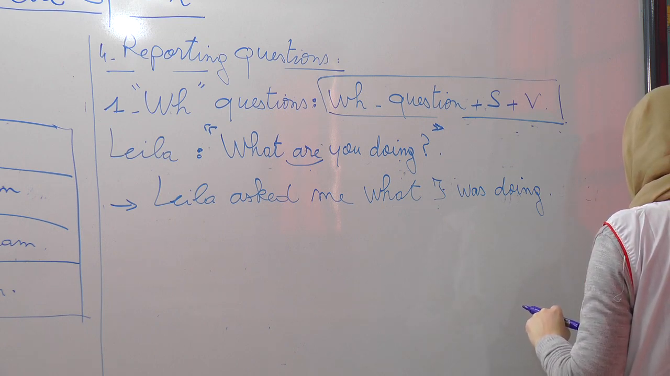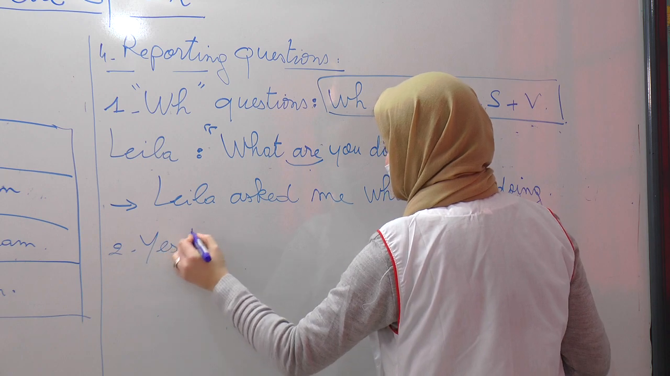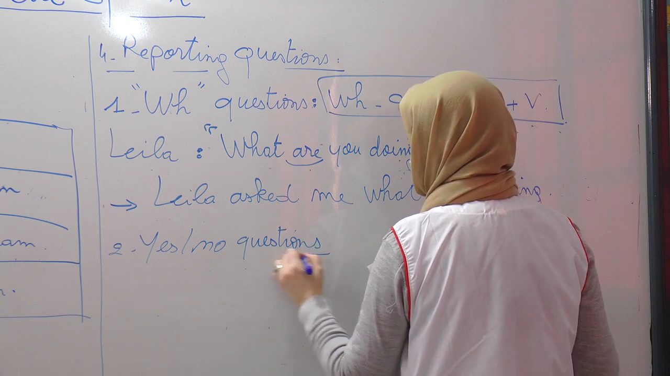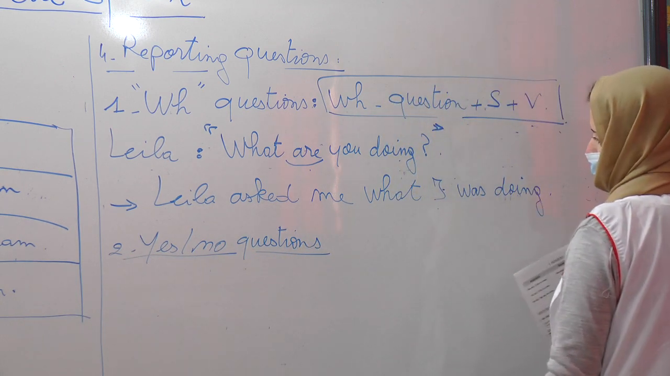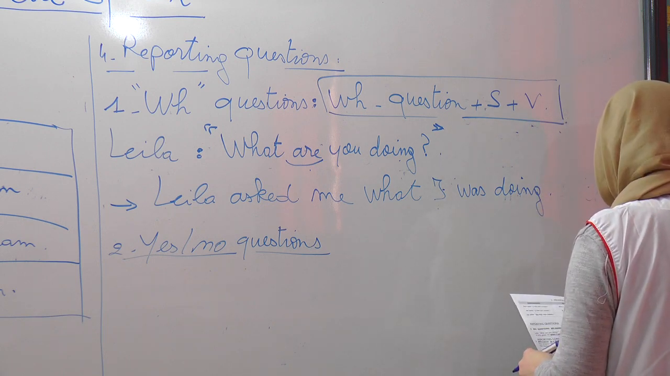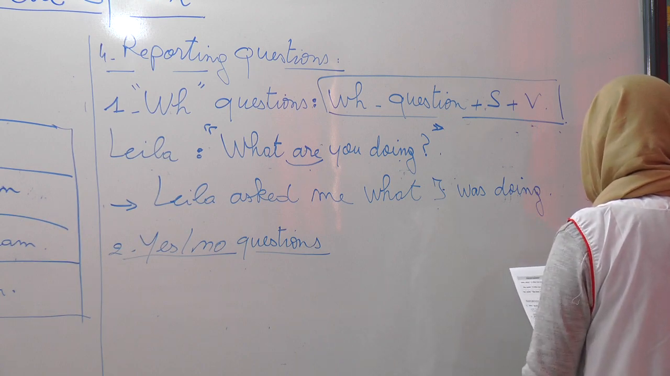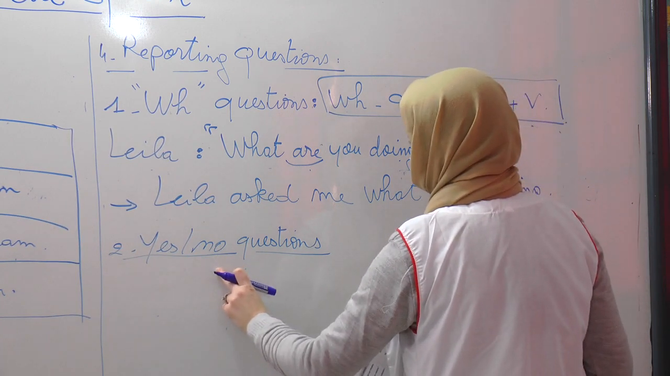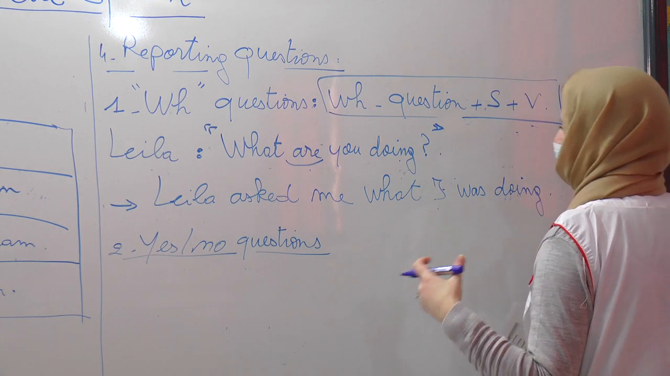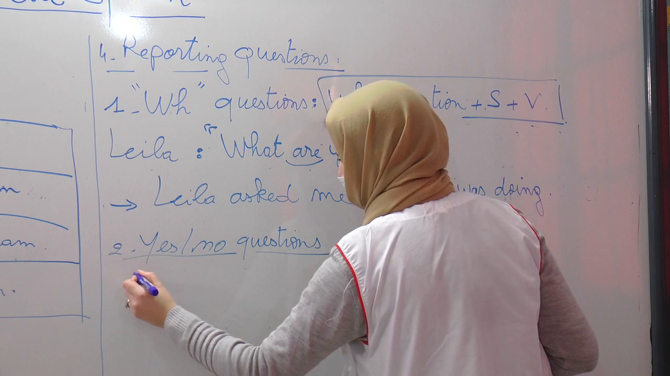Okay? Number 2. Yes, no questions. Do you remember what the yes, no questions are? When we dealt with them concerning intonation, we had the WH questions and we had the yes, no questions. If you have a good memory, yes, no questions are questions we start with an auxiliary: do, are, is, have, etc. We keep the same example of Layla.